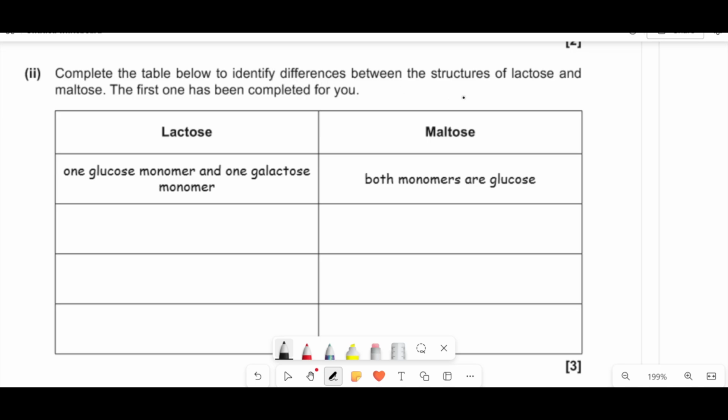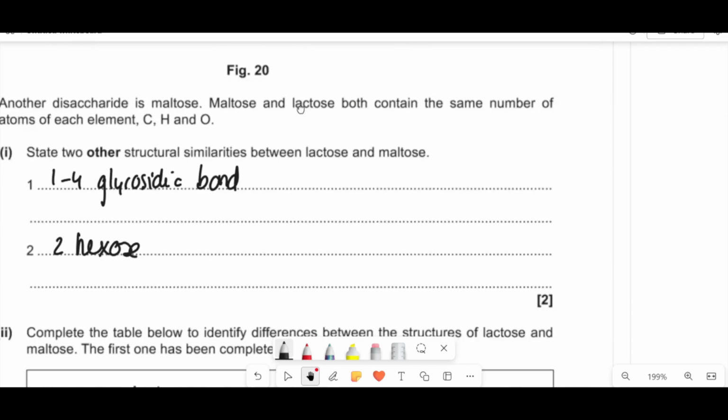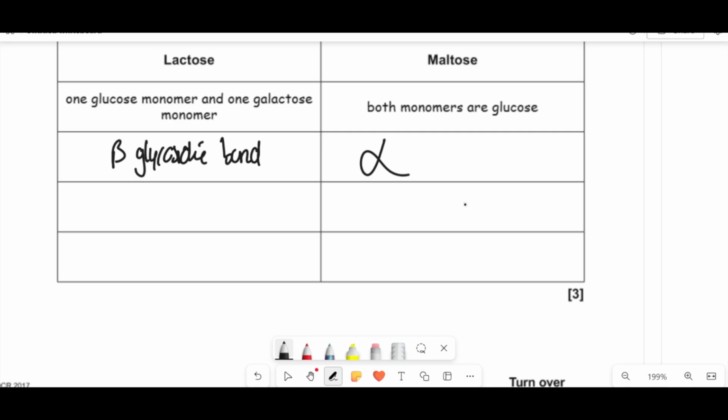Complete the table to identify differences between the structures of lactose and maltose. The first one's been done for you. So with lactose, what's different is that if we have a look, you can see that this glycosidic bond is formed above the plane of these glucoses, right? Whereas an alpha one, so that's a beta one, sorry, and an alpha one would be below. So immediately, one thing I can say is that we've got beta glycosidic bonds in lactose, whereas in maltose it's alpha. As well as that, lactose has got beta glucose in it, whereas maltose has alpha.